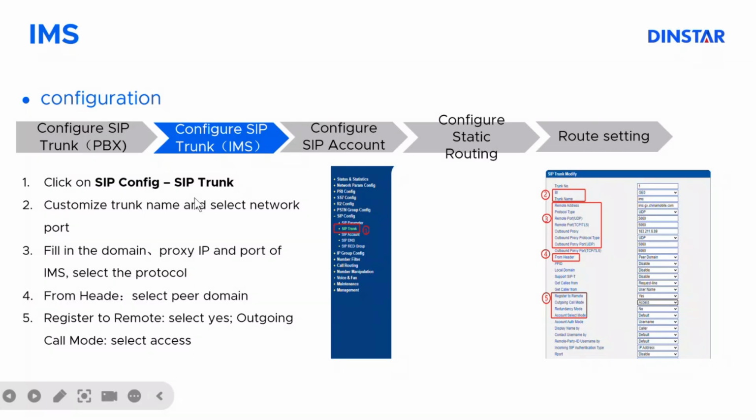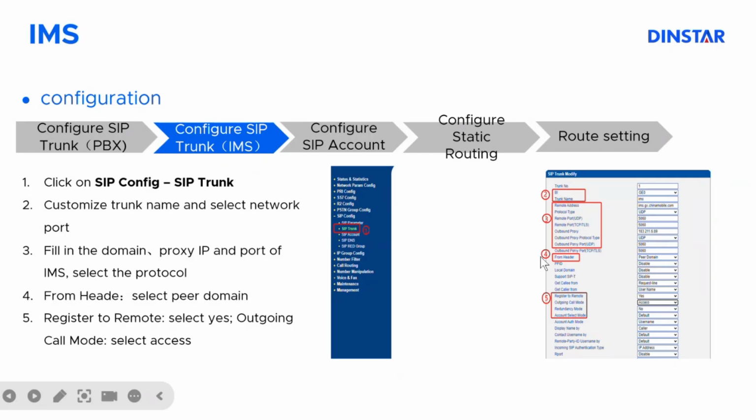When connecting to IMS, the main difference is the From header. We need to choose the peer domain, and also we need to use the G0. So we need to set the From header to use the peer domain. This is the most different, and this is also the key requirement. Other configurations are mostly similar to standard SIP trunk settings.